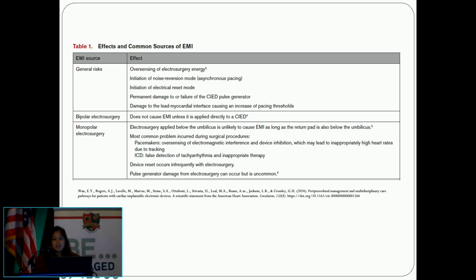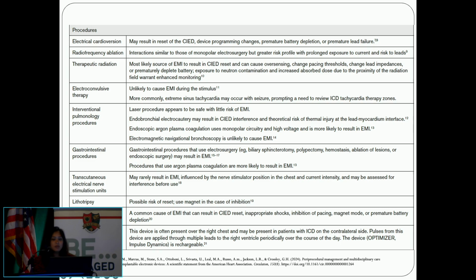So understanding the details and characteristics of the proposed operative procedure, along with the specific device features, is vital, particularly in patients who are pacemaker dependent. Oversensing of electromagnetic interference, or EMI, may result in failure of appropriate pacing output or false detection of arrhythmias. Monopolar cautery is the principal source of EMI. True bipolar cautery is safe and has no adverse effects. The use of electrocautery below the level of the umbilicus is associated with lower risk of EMI than procedures above the umbilicus. So this table shows some of the procedures that can interfere with cardiac devices.